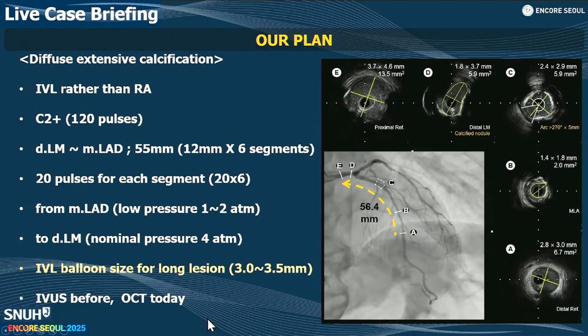Next, our plan today for patients having diffuse extensive calcification: we chose IVL rather than rotablator, C2 plus model, delivering 120 pulses. The target calcified segment is long, 55 or 60 millimeters. Balloon length is 12 millimeters multiplied by 6. Thus, we treat 6 segments stepwise.